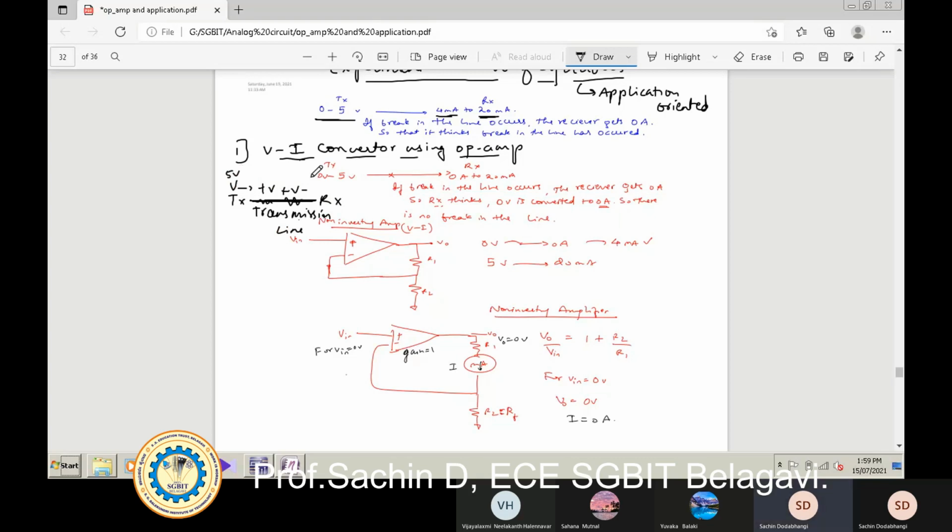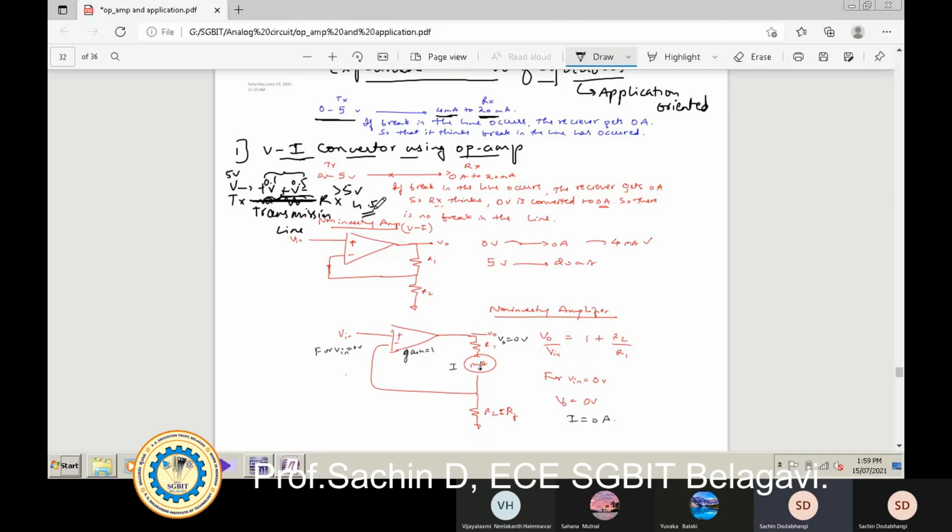Getting my point? Voltage divides in a series circuit. So if I send 5 volt, there might be some 0.1 or 0.5 volt drop across this wire. Due to that voltage drop, finally you will be receiving something like 4.5 volt. So there is a wrong output provided at the receiver side.